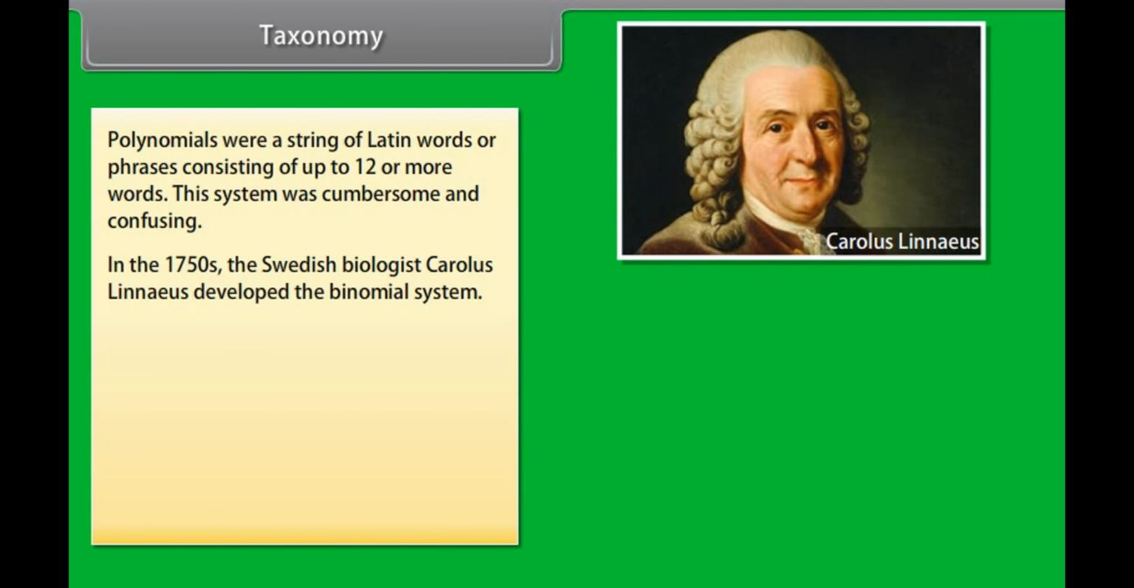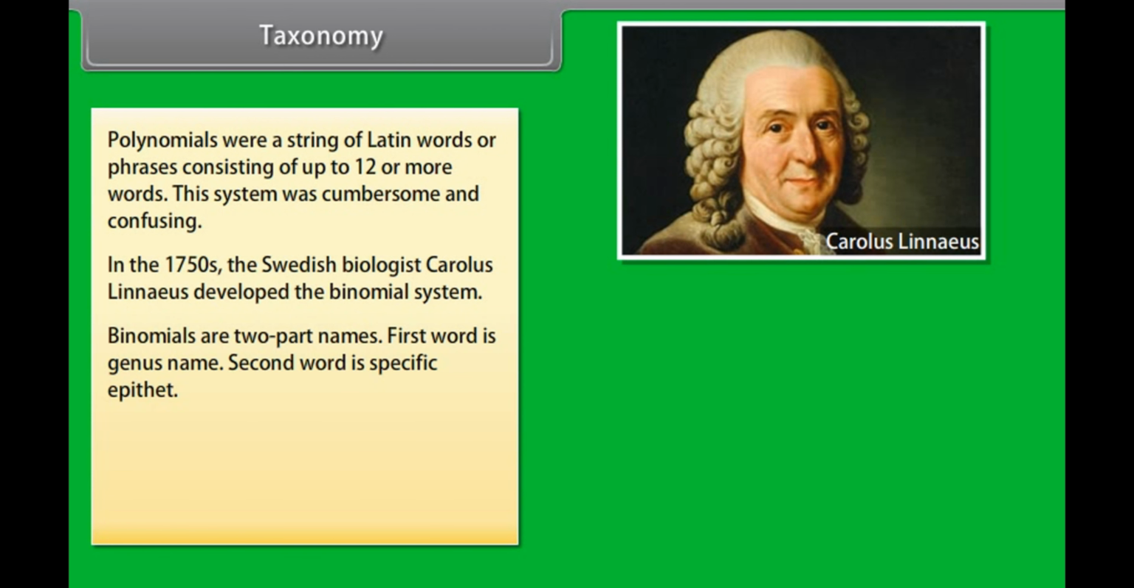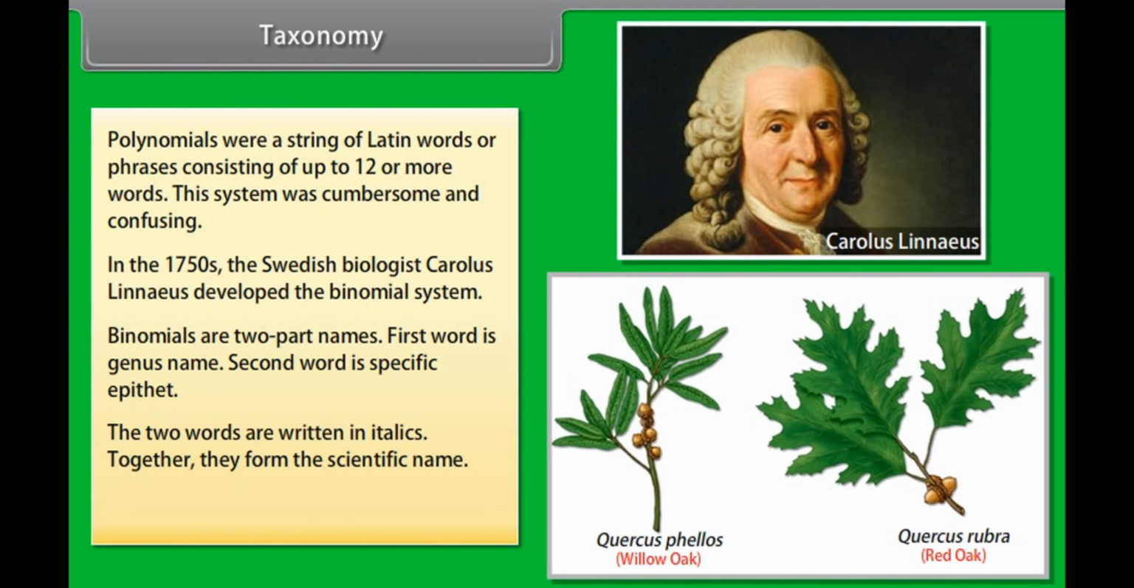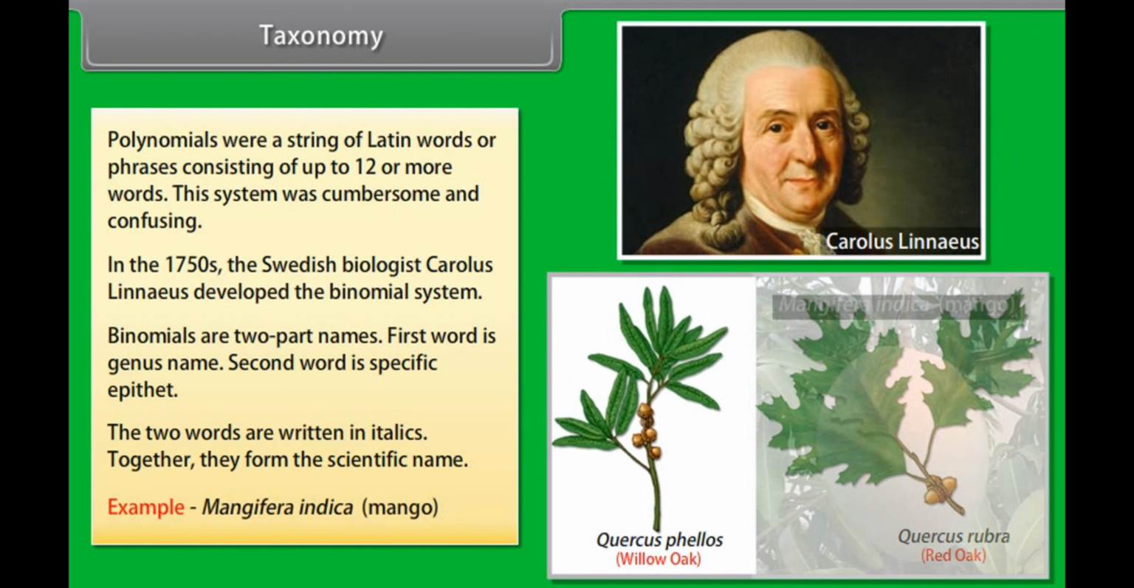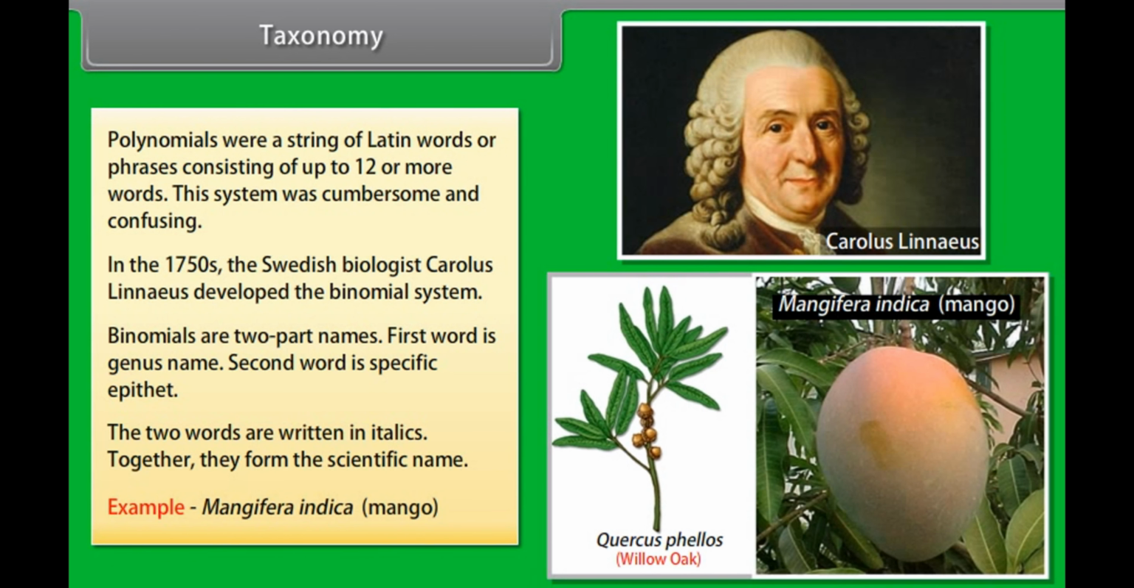In the 1750s, the Swedish biologist Carolus Linnaeus developed the binomial system. Binomials are two-part names. First word is genus name. Second word is specific epithet. The two words are written in italics. Together they form the scientific name. Example: Mangifera indica, mango.